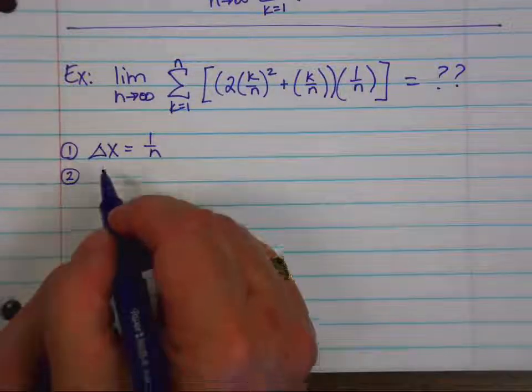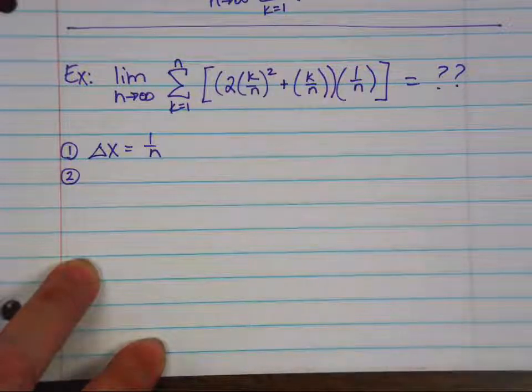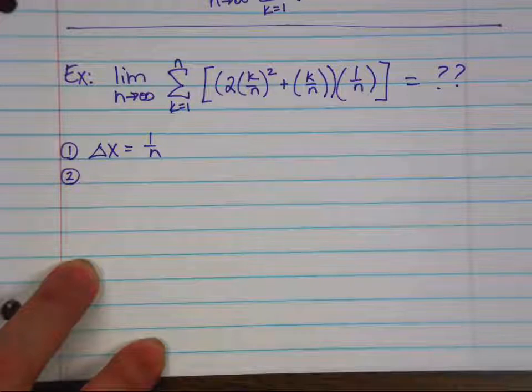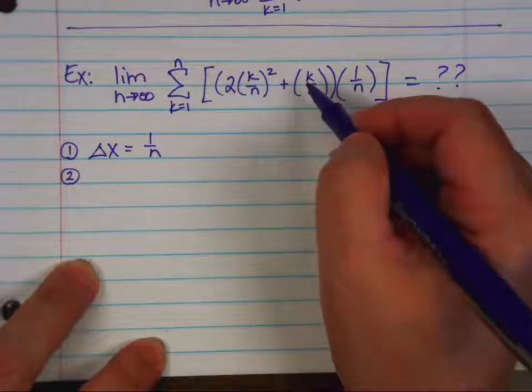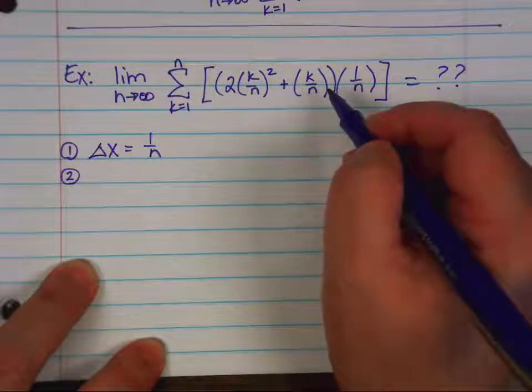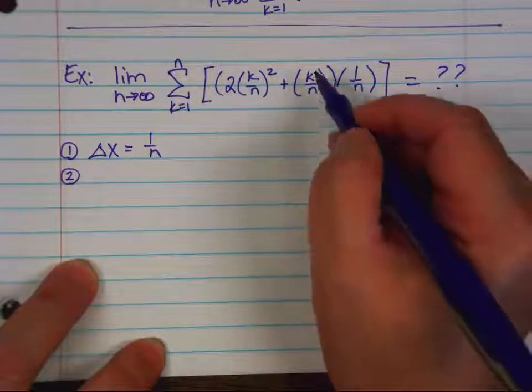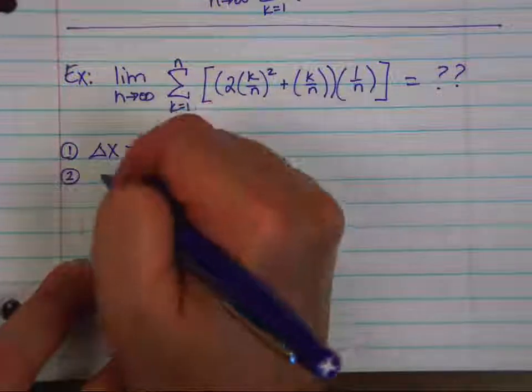Now, in order to do this problem, I need to know what a and b are for my limits of integration. Do I know what a is? A is 0. Do you know how I know a is 0? There is nothing in the parentheses with k over n. If a was anything else, it would be k over n plus 1, k over n minus 3. If a was anything other than 0. There's no number added to k over n in its parentheses, so a is 0.